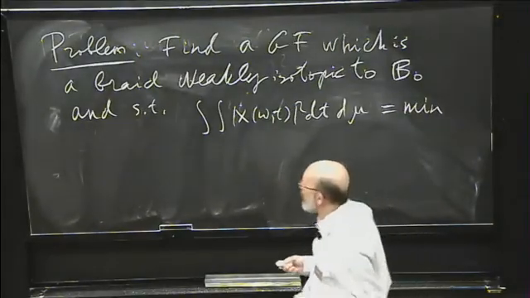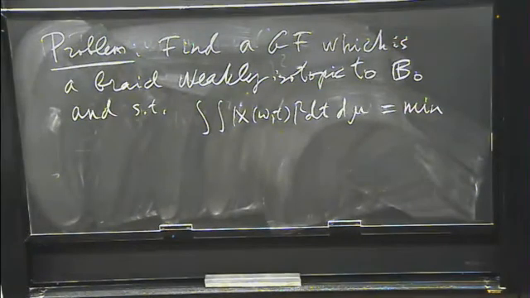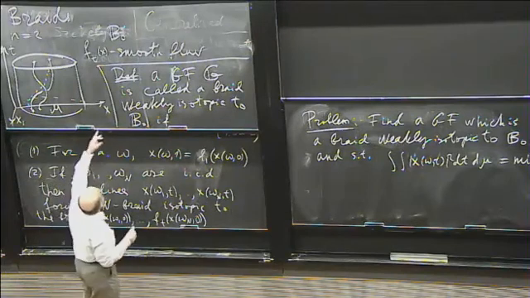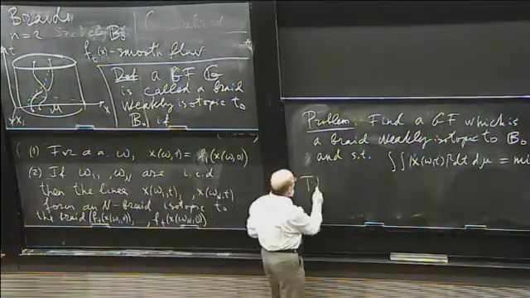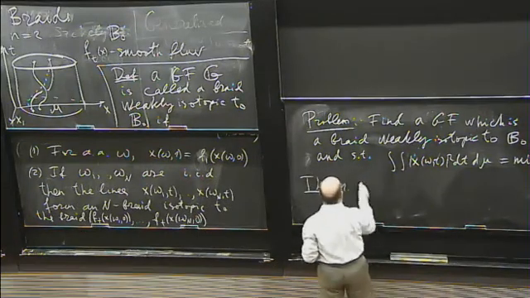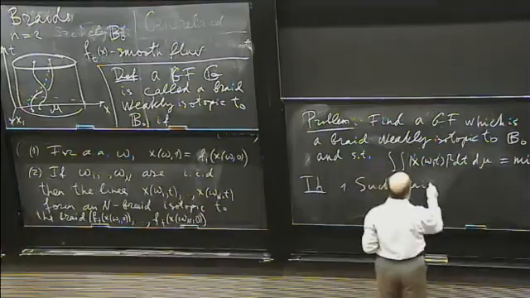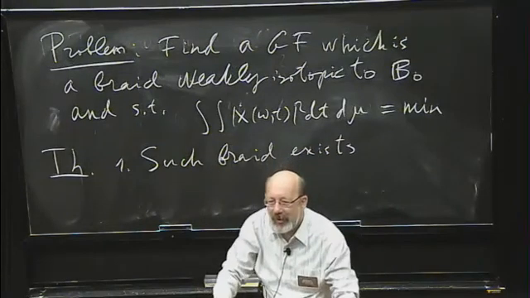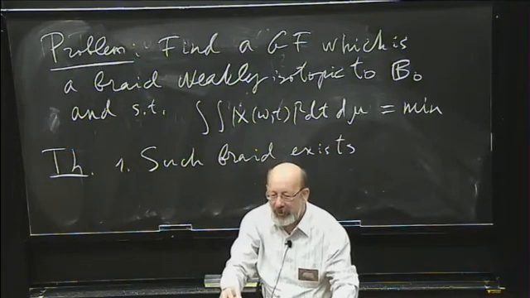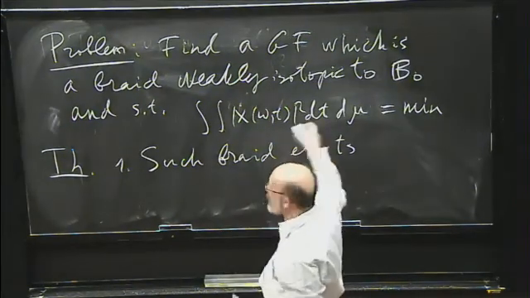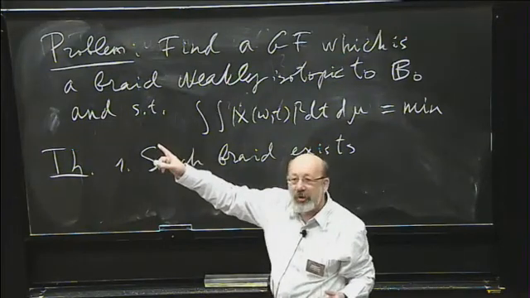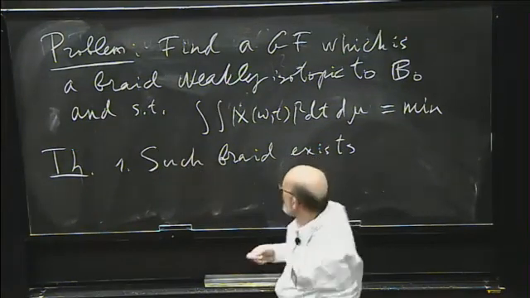So besides the general conditions of generalized flow, we imposed one more condition, that this generalized flow is in fact a braid isotopic to a given braid. And the theorem is that first, such a braid exists. We can take the minimizing sequence and not only find the weak limit, such that this action is minimal, but also this weak convergence preserves this topological condition.